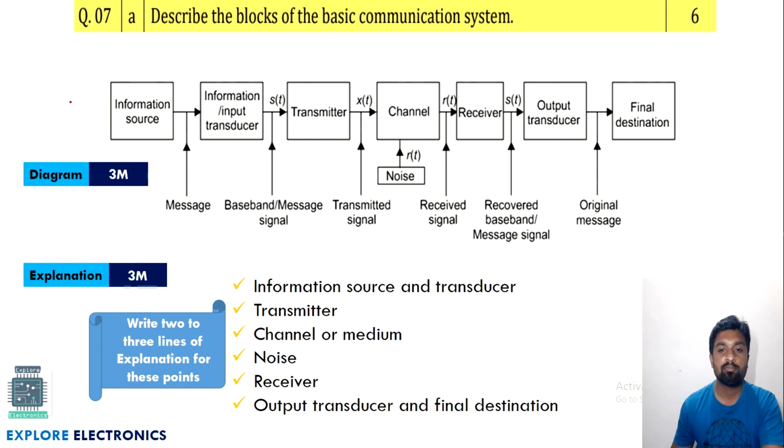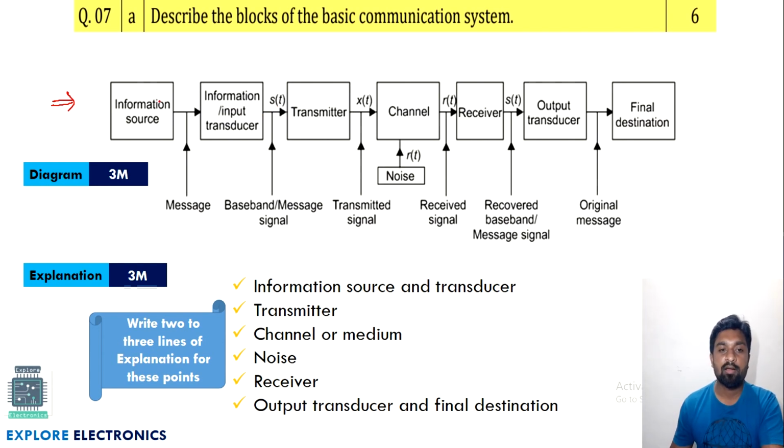Here in the communication block diagram, first it is a source and then a transducer and then a transmitter, then channel, receiver, output transducer and final destination. Here is the mistake you are going to make: there is an input transducer here, here is a transmitter. You may get confused about where actually the transmitter and transducer go, and there may be a chance of interchange also. Don't make such mistakes. If you do such mistakes, it will fetch you 0 marks.